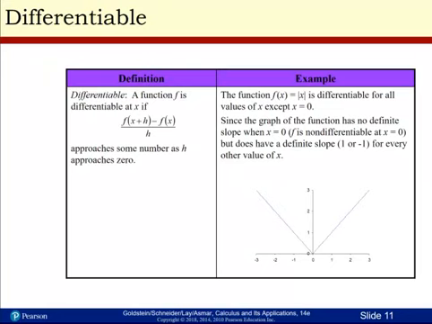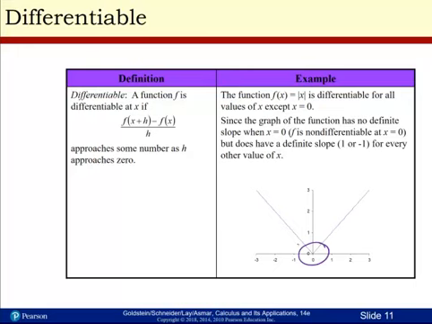So for a definition of differentiable, a function f is differentiable at x if f of x plus h minus f of x all over h approaches some number as h approaches 0. It's kind of a weird statement there, isn't it? The function f of x equals the absolute value of x is an example. It is differentiable for all values of x except for at x equals 0 because of that corner there.